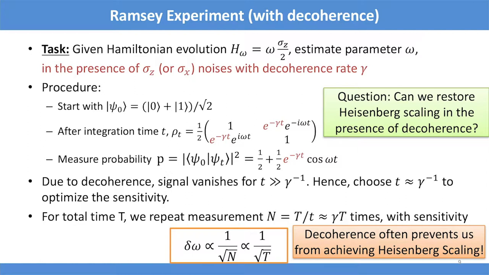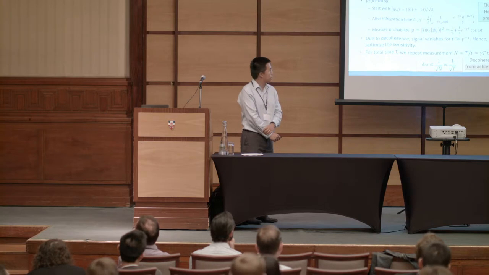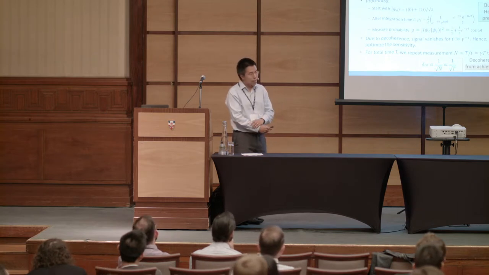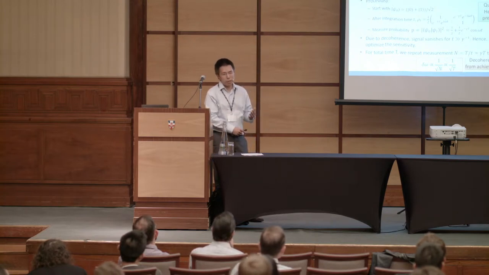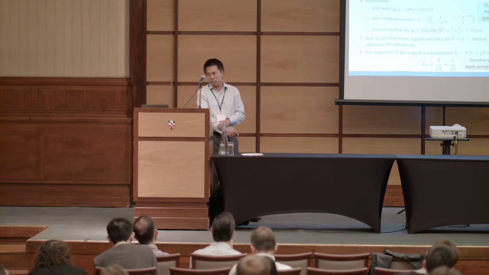So instead, typically what people do is wait for a time of order 1 over gamma, and then repeat the experiment again and again. So if you have a lot of time to measure this device, then in the end, you just repeat this experiment many times, with the number of repetitions proportional to capital T. And then unfortunately you restore the classical scaling as 1 over square root of T. So this means that decoherence prevents us from achieving Heisenberg scaling. And then the question is, can we restore the Heisenberg scaling in the presence of decoherence? This is where we think quantum error correction could play a role in quantum metrology, to restore the coherence so that you get a better scaling.